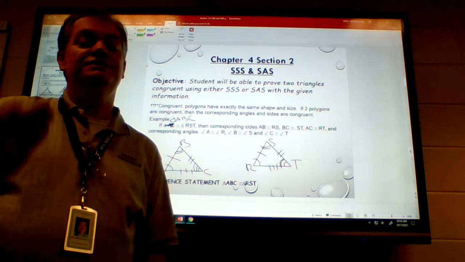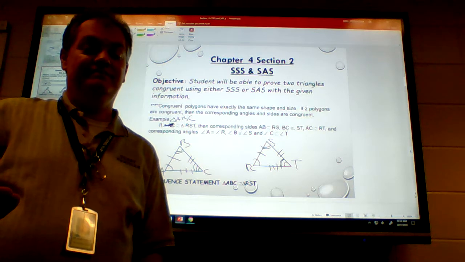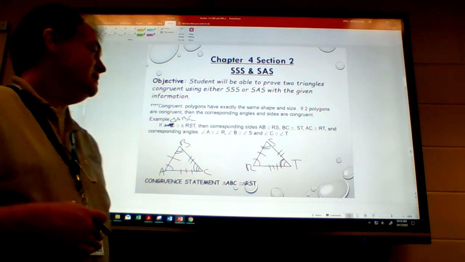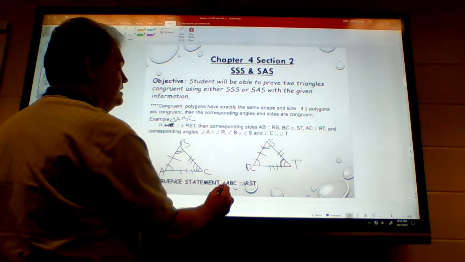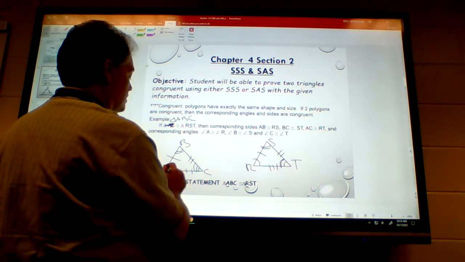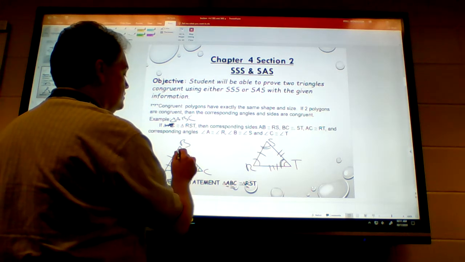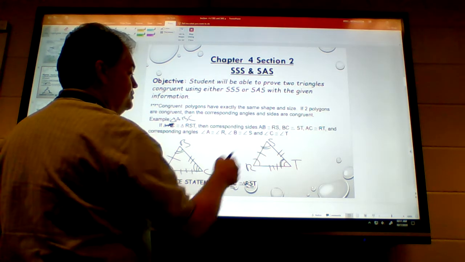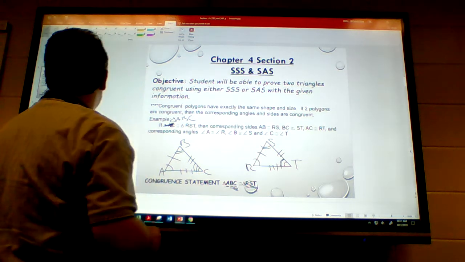You don't need to prove all 6. You only need to prove 3 of them. We'll talk about what they are on the next slide. And remember where they lie in the congruence statement. R is first, so is A, one curve. B, S, two curves. C, three curves.